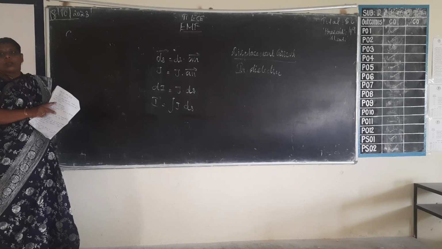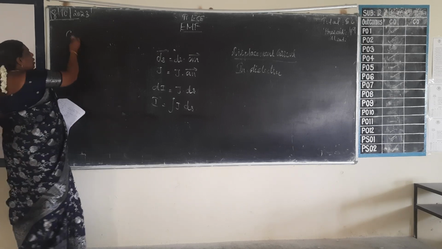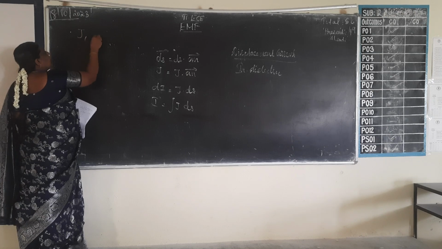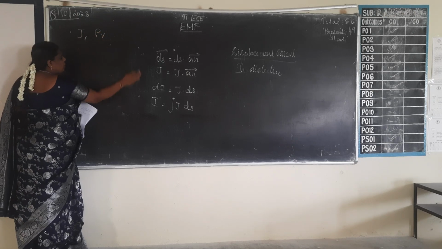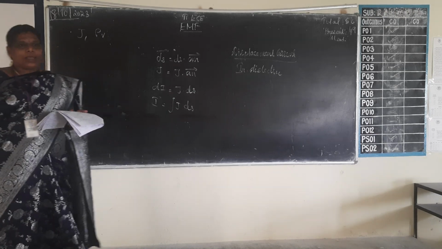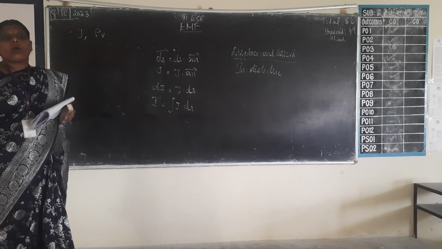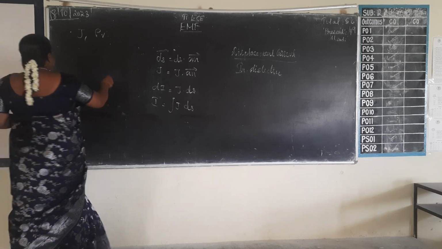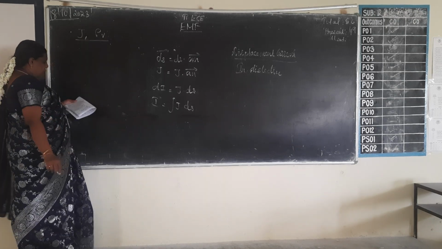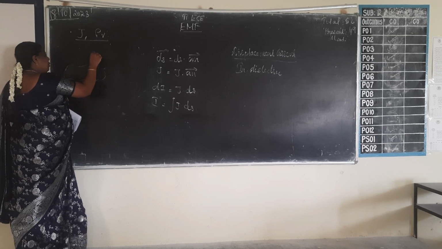Okay. Here, now we see the relation between J and rho v. What is J? Current density. What is rho v? Volume charge density. Rho v is called the volume charge density. So let us see what the relation is. Take it down: relation between J and rho v.